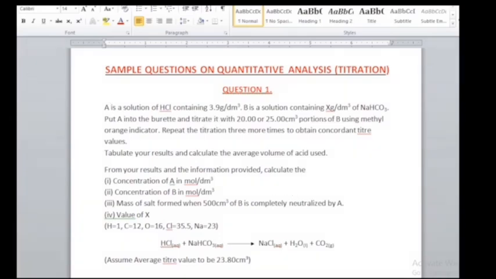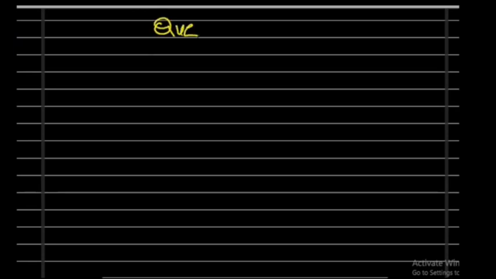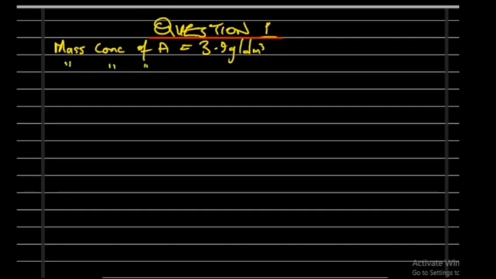So we said our question 1 has its A to contain the mass concentration of A equals 3.9 grams per dm cube, and then that of B equals X gram per dm cube. That is what we have from that particular question.